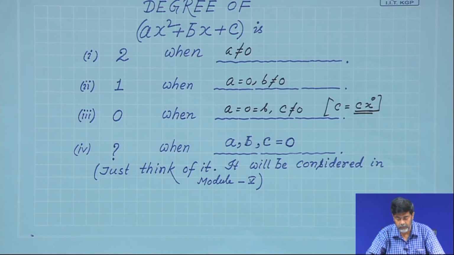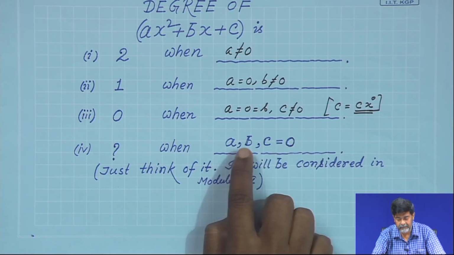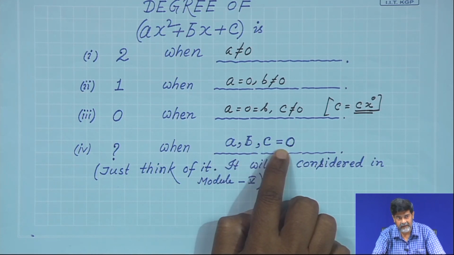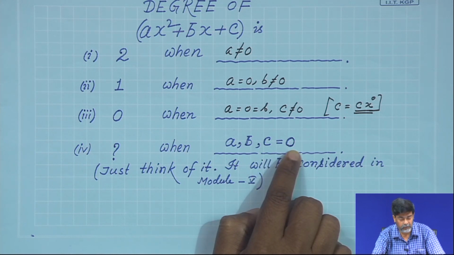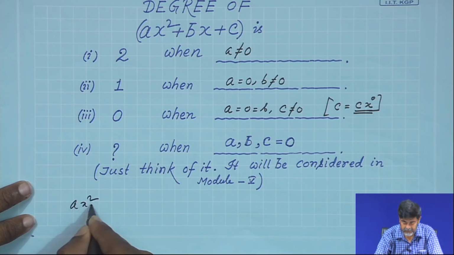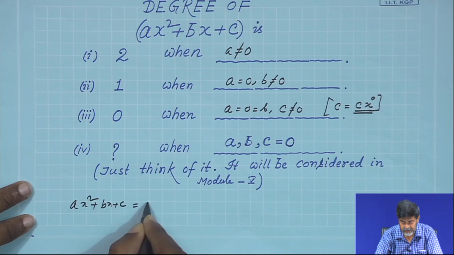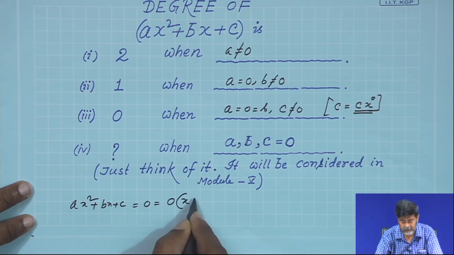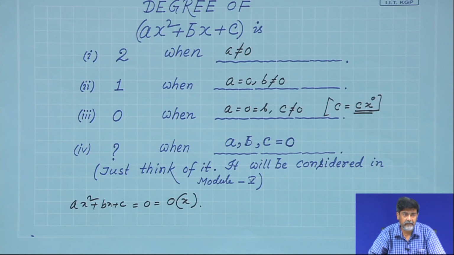Now, I am supplying a set of conditions in reverse order, and just give me the degree of the polynomial. If we make a, b, c all 0, then what will be the degree of this polynomial? Then the polynomial a x square plus b x plus c will be 0, that is the zero polynomial. Just think of it, that will be discussed in the coming modules.